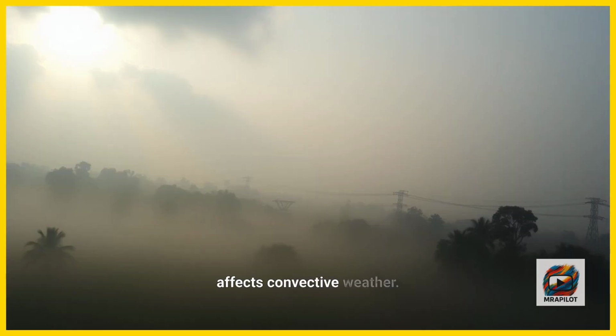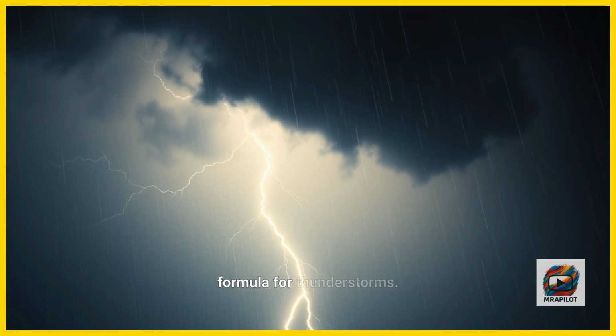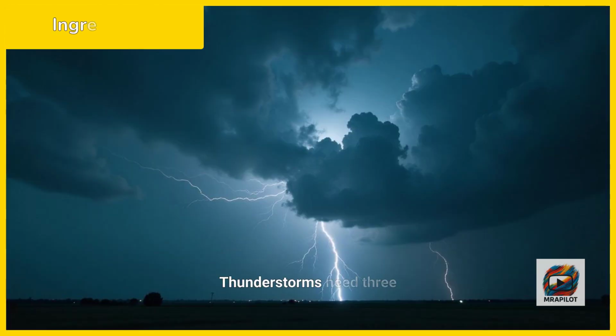Humidity also affects convective weather. Warm, moist air rising rapidly leads to towering cumulonimbus clouds, CBs. These clouds are loaded with moisture, strong updrafts, and instability. That's the formula for thunderstorms. Thunderstorms need 3 things: moisture, instability, lift. Humidity supplies the moisture. A front, mountain, or solar heating can provide lift. Instability allows rising air to keep rising. Together, these can form dangerous storm cells.